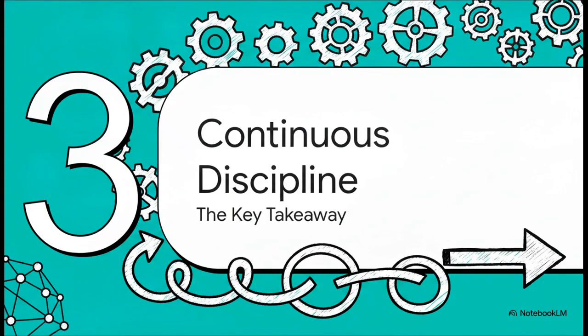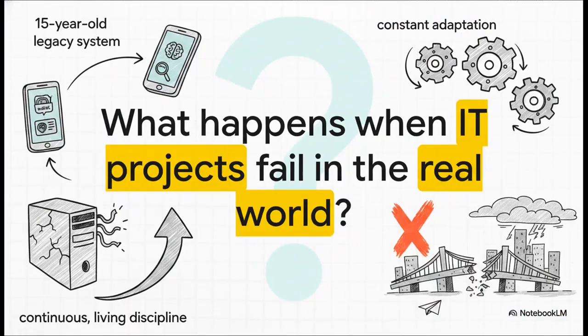Which brings us to our final stop, Section 3, a continuous discipline, the professor's takeaway. Here's the thing about enterprise architecture. It's not a one-and-done, check-the-box project that you finish and shove on a dusty shelf. It is a continuous, living discipline. It's the ongoing work of updating that 15-year-old legacy system so it can finally handle modern tech, like digital wallets and AI fraud detection. And because we have to adapt constantly, we have to look really closely at what happens when these efforts fall short in the real world.